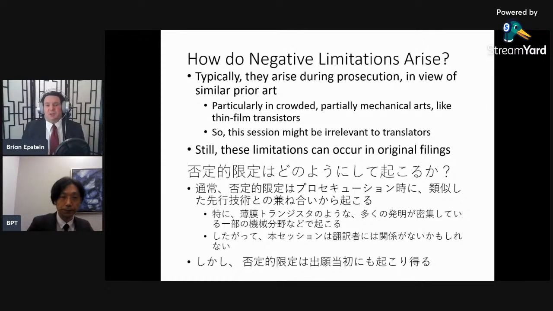And because we're discussing prosecution, this session might be a little irrelevant to translators. The point of patent terminology is mostly to focus on translation. We do have some tips at the end for translators, but because this is mostly about prosecution, this is more for Bedrishi or other foreign patent attorneys. But still, I do know that these limitations can occur in original filings, so I hope all of our translators stay with us until the end.